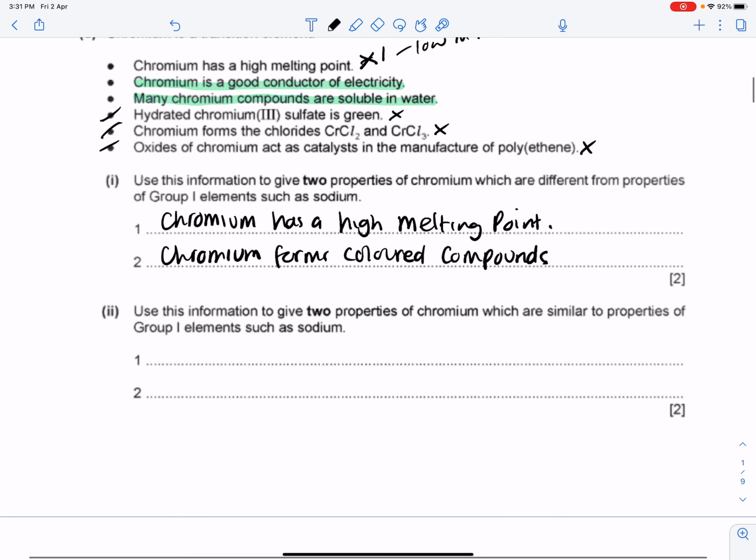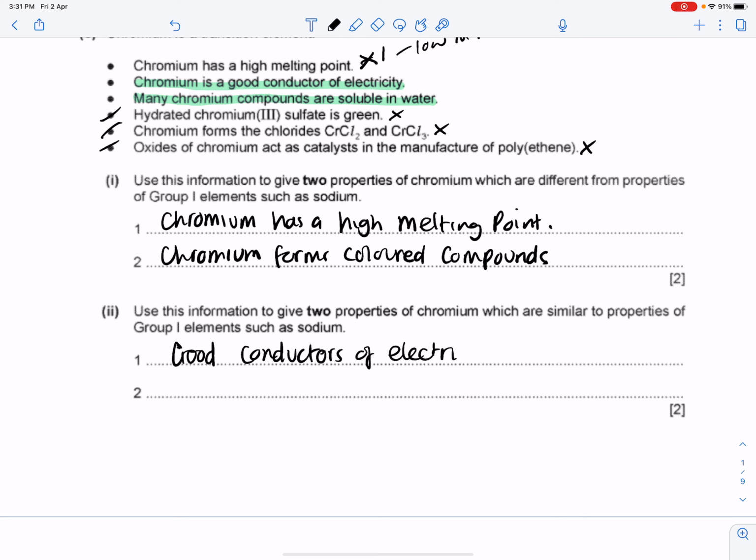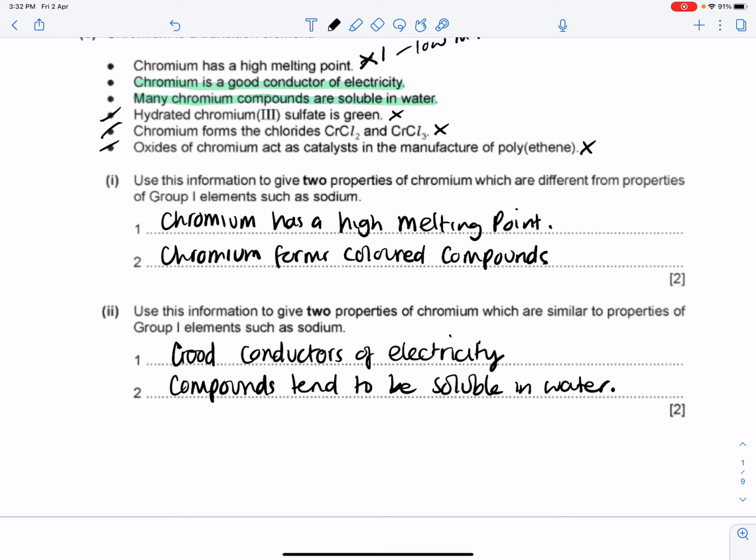For the 2 properties that are similar, we've only got 2, so we're just going to bring them down. Good conductor of electricity, good conductors. Now you're committing to both of them. You're saying they're both good conductors of electricity, and the compounds tend to be soluble because they're usually ionic, a metal with a non-metal. And that's the end of question 1.